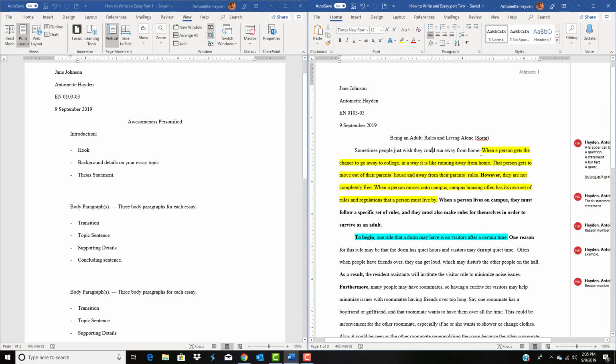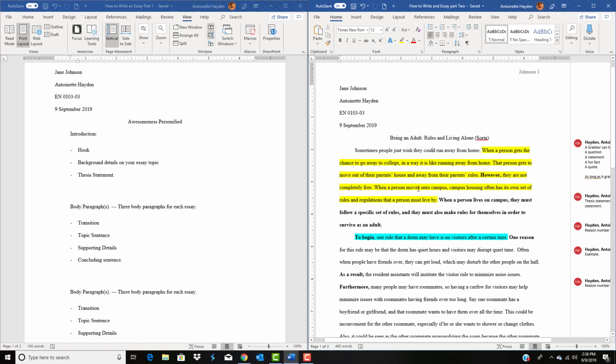And you move on and you give your background details. So once you have the reader's attention, get some good details, that background information. So when a person gets a chance to get away to college, in a way, it's like running away from home. That person gets to move out of their parents' house and away from their parents' rules. However, they are not completely free when a person moves onto campus. Campus housing often has its own sets of rules and regulations the person must live by.